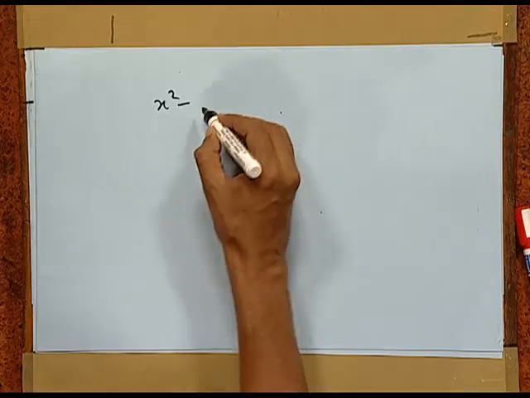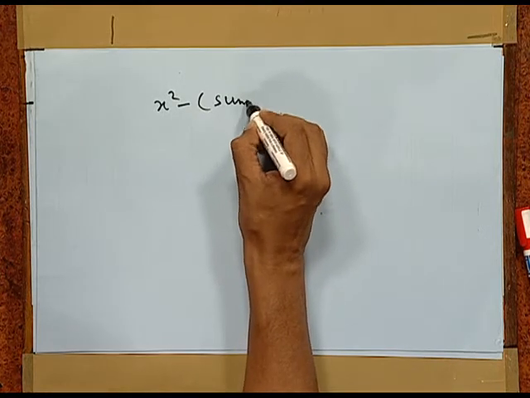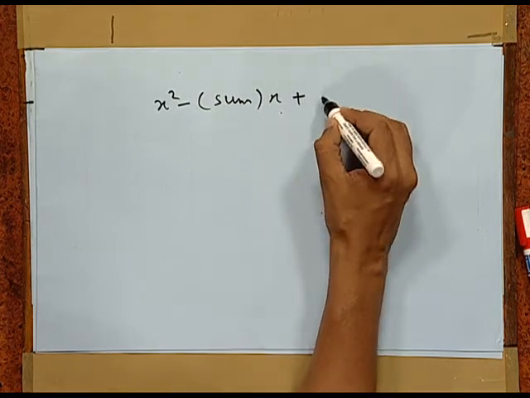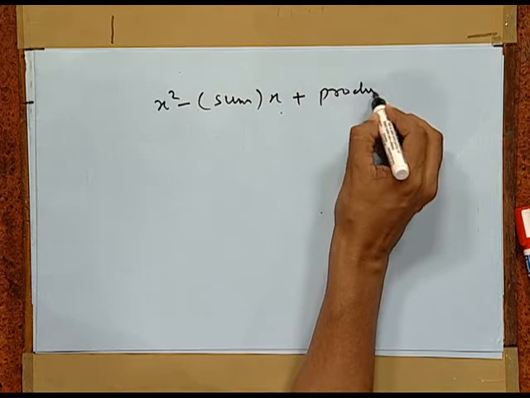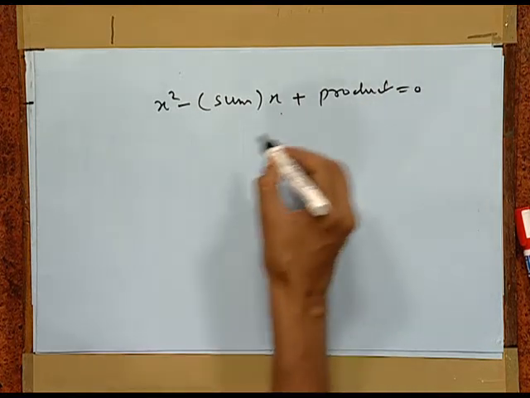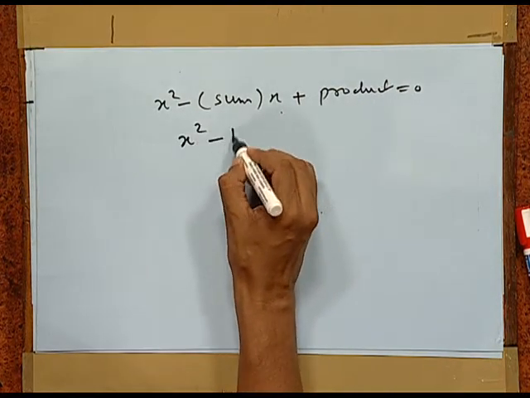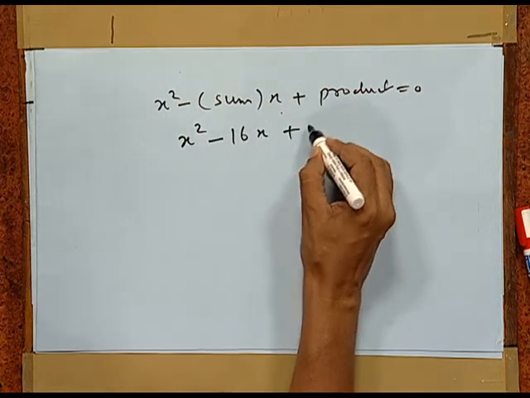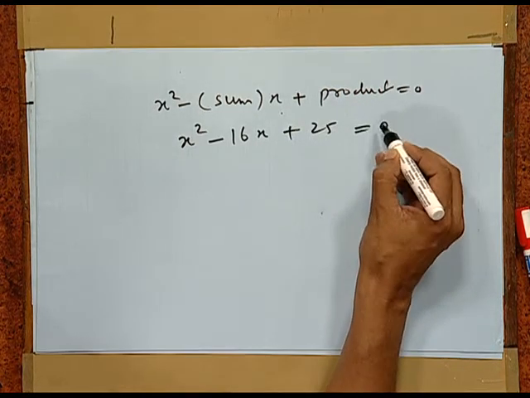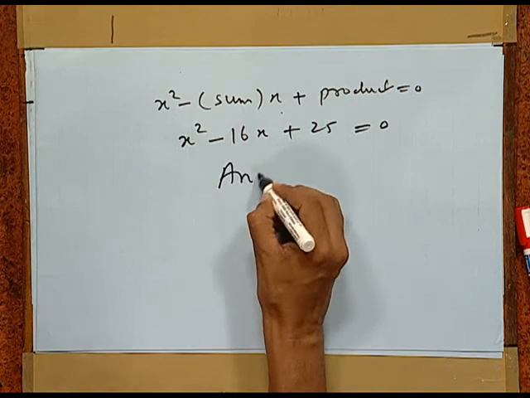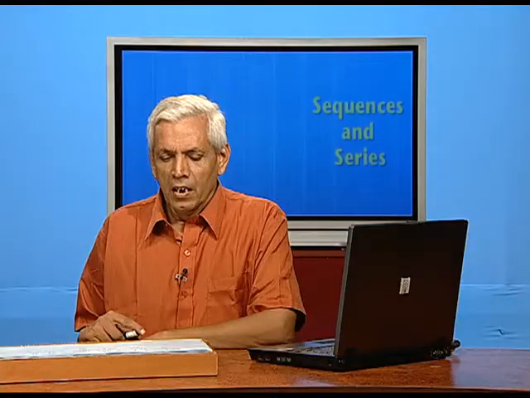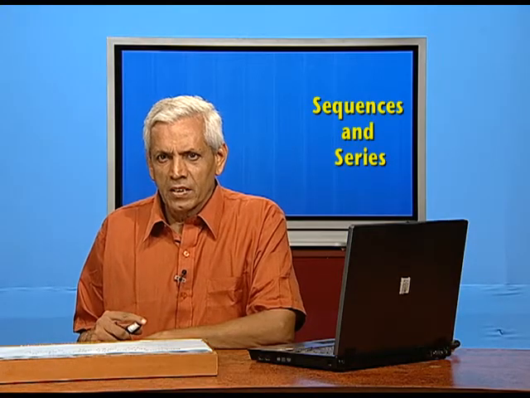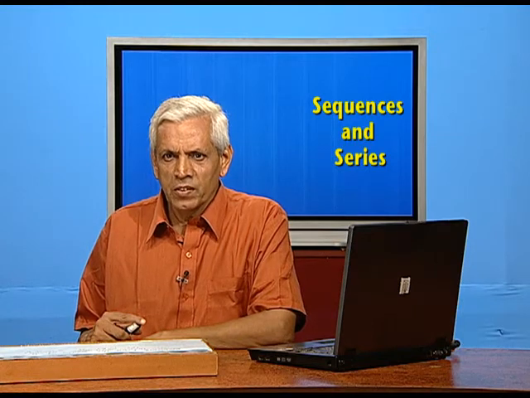So, we know that for any equation when the sum and product of roots are given, the equation becomes x square minus sum times x plus product equal to 0. So, we have here x square minus 16x plus 25 is 0. This is the required equation. We take one more problem in which GM is involved.